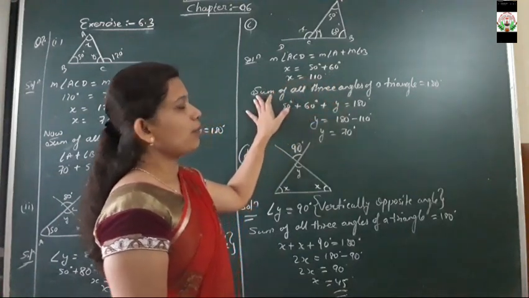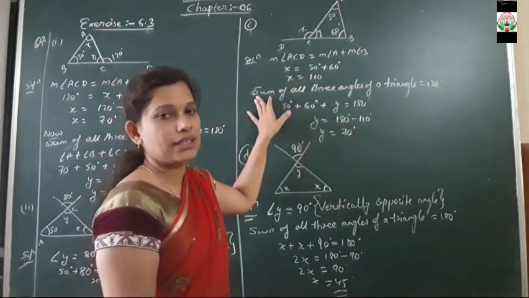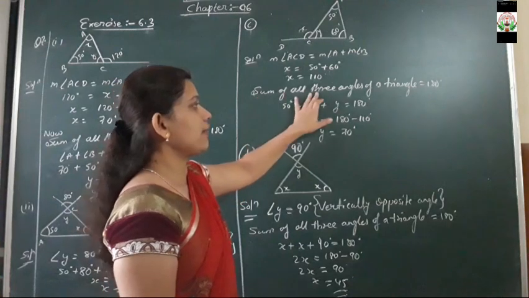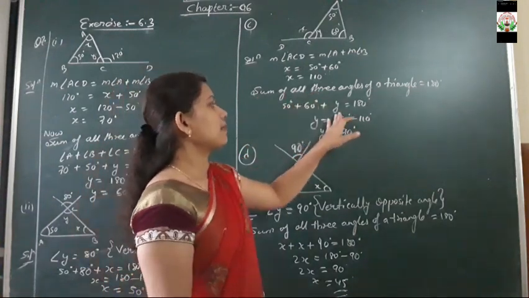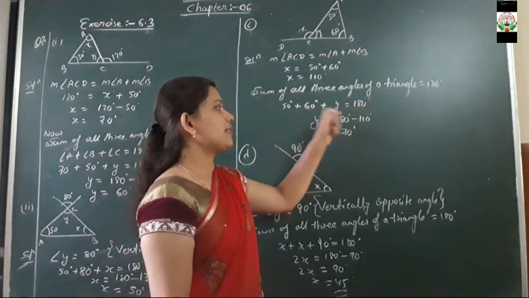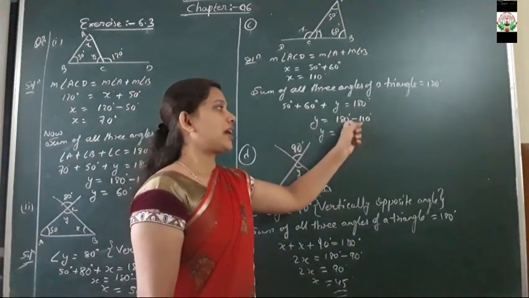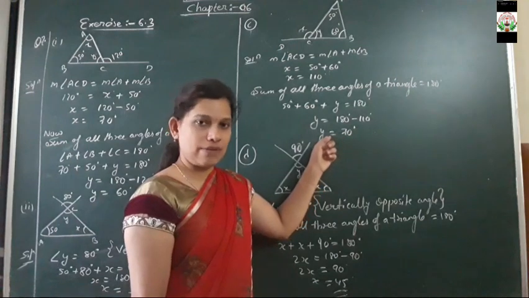Now we know that according to the property of a triangle, the sum of all the three angles of a triangle is equal to 180 degrees. Hence 50 plus 60 plus y is equal to 180. 50 plus 60 is 110. Subtracting the number, we get y is equal to 70.